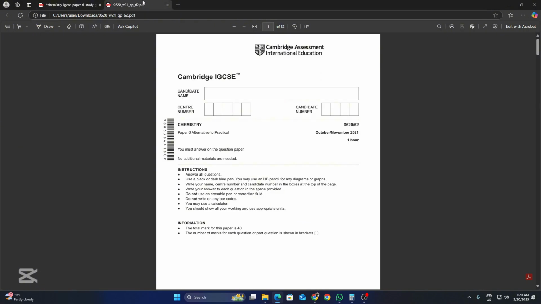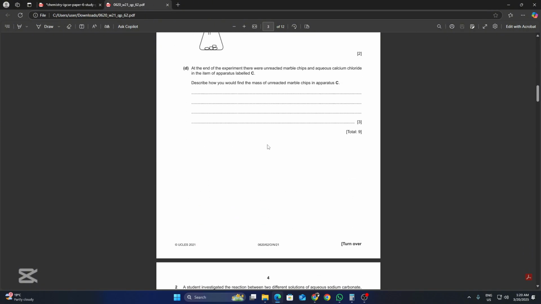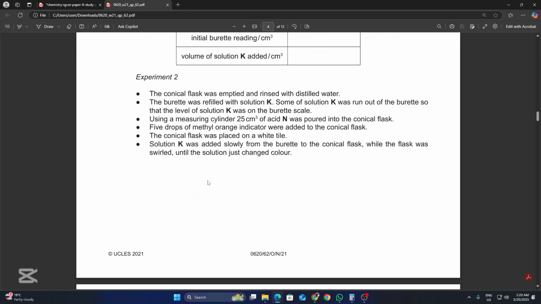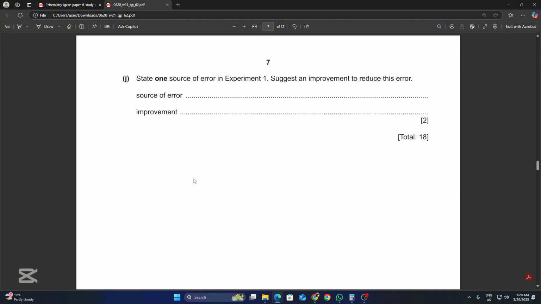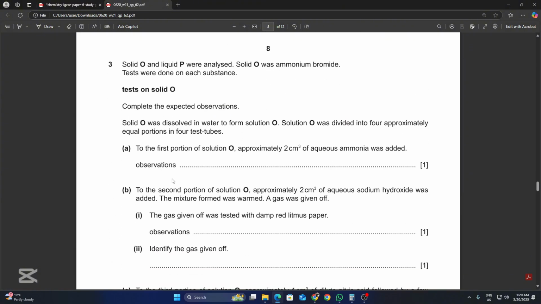Okay, now back to the example question. So you want to know how we are going to actually solve this. How do we apply what I just said? I will show you. And most likely these questions will be the ones to come in the exam, I think. Most probably. Okay, so solid O and solid P were analyzed.